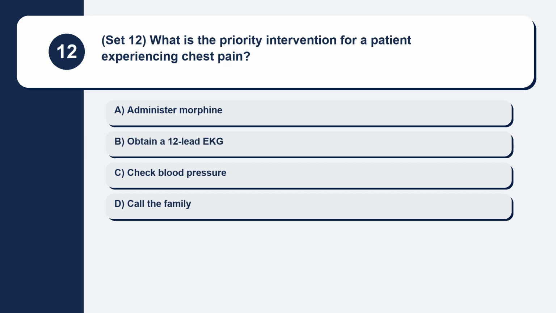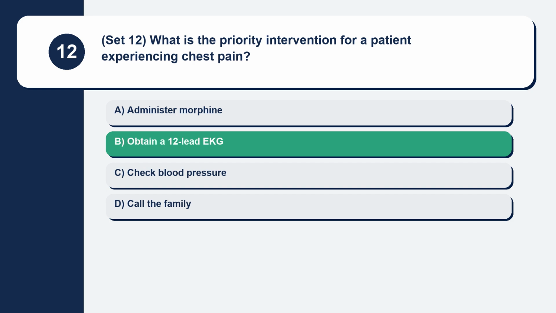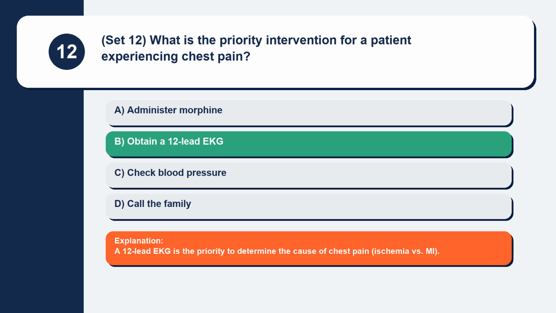Question 12. Set 12. What is the priority intervention for a patient experiencing chest pain? Administer morphine, obtain a 12-lead EKG, check blood pressure, call the family. A 12-lead EKG is the priority to determine the cause of chest pain, ischemia versus other causes.